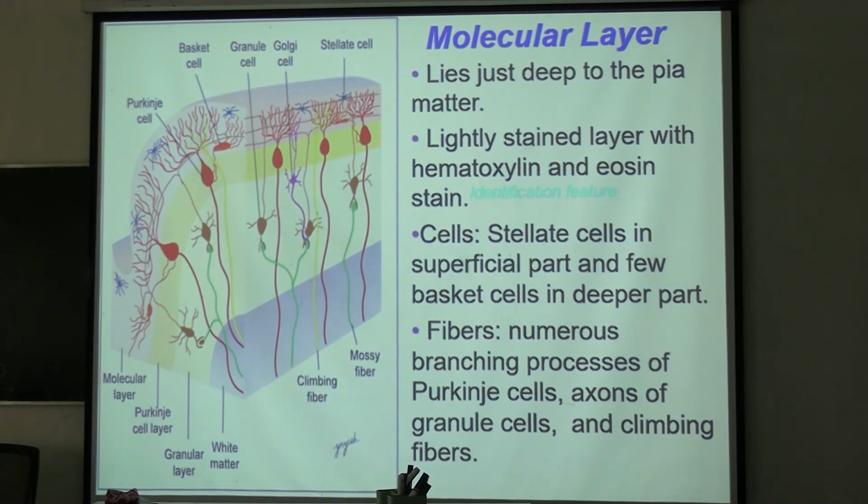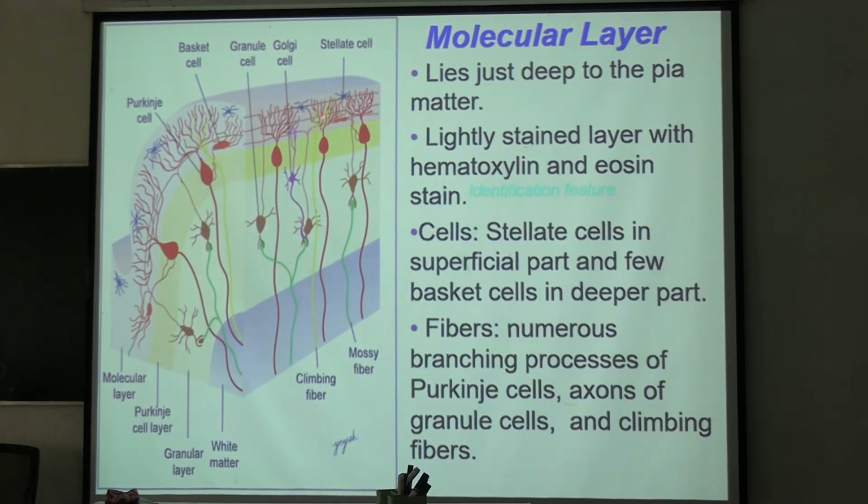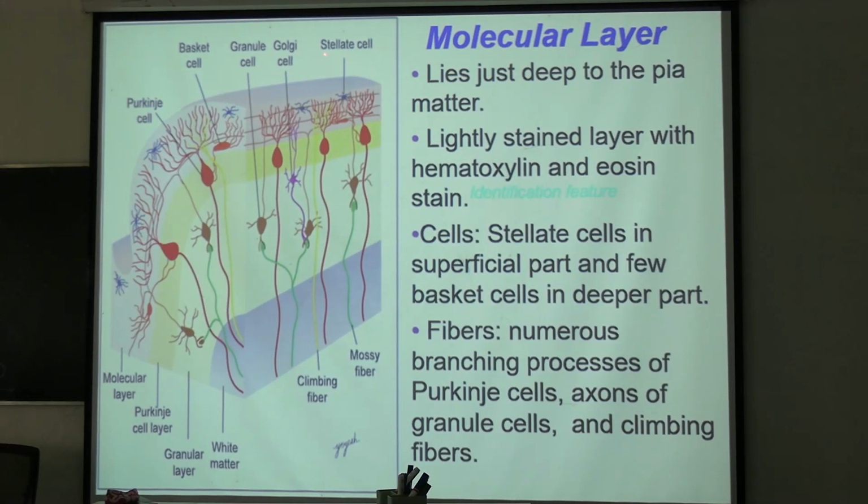So we will discuss these individual layers in detail. First is the molecular layer, the pinkish colored one. It lies just deep to the pia mater, the outer covering, and it is a lightly stained layer with hematoxylin and eosin stains. The cells in this layer are stellate cells in the superficial part, and a few basket cells in the deeper part. So these are the cells of this molecular layer.